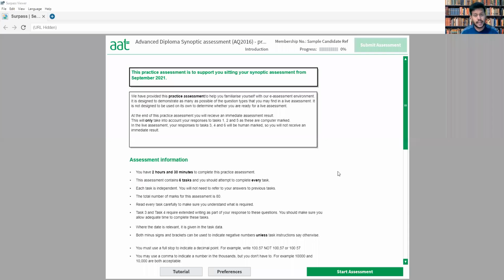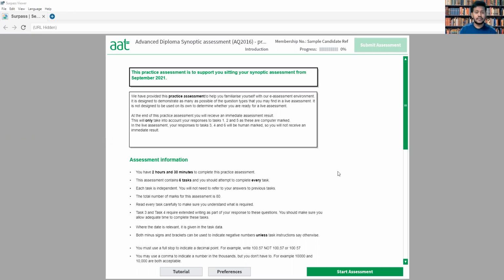Hello, everyone. Today we're going to practice the Synoptic assessment, and that will be practice assessment 2 from the AAT website. Obviously, you already know there are a few changes coming from this month, September 2021. The format for the Synoptic is a little bit different now, and the Excel spreadsheet is not part of the Synoptic anymore.